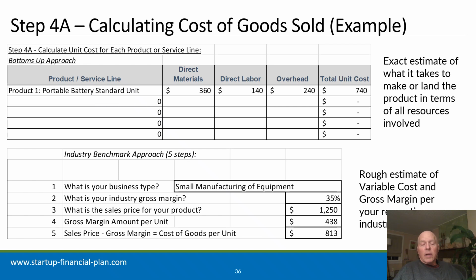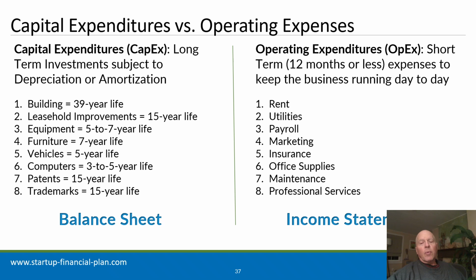That's the market price. Then I can calculate the gross margin, and the cost of goods sold per unit is $813. So 813 is the benchmark method versus the 740 is the detail method. They're not exactly the same, but they're close enough. But you've got to decide which one you're going to use. That's going to be the baseline for costing out the products as they're sold in the financial model. Okay, so that's a very important point.